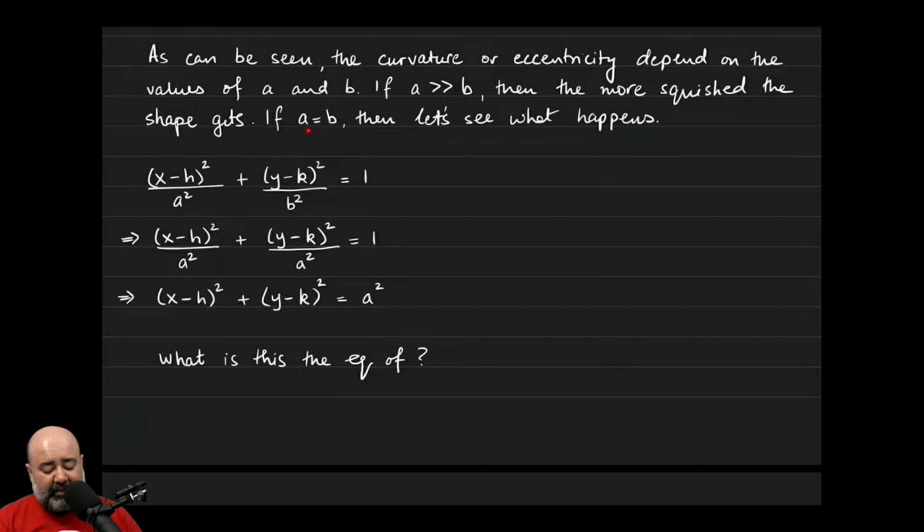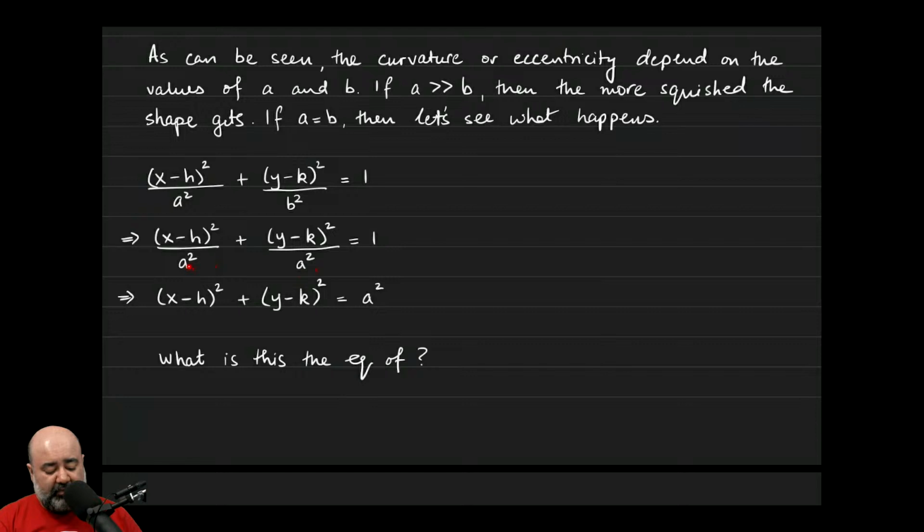Now, what happens if a is exactly equal to b? So not close to it, but exactly the same. You write down the equation in standard form for an ellipse. Now, if a is equal to b, wouldn't b squared be the same as a squared? Well, if you buy it, we can make the substitution. We can replace b squared with a squared.